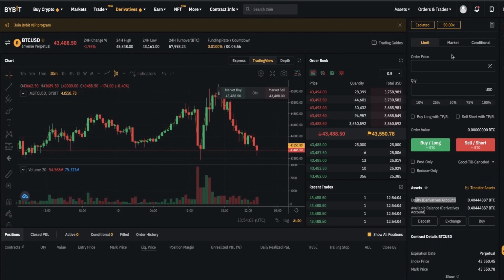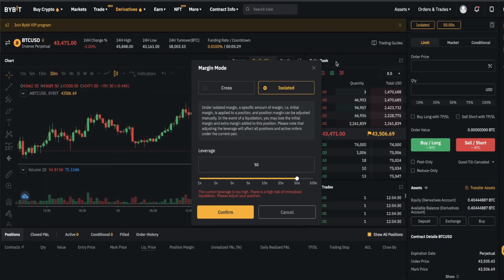The flip side is that you hope that the market goes in your direction and you amplify your gains. That is the important thing to keep in mind here. So you can borrow a huge amount of money to increase your trading power here using Bybit. So up here, you see it says isolated 50x. So right now it's set to 50x margin, which is more than you're going to want to be using. That's way more leverage than you want to have on a potential trade.